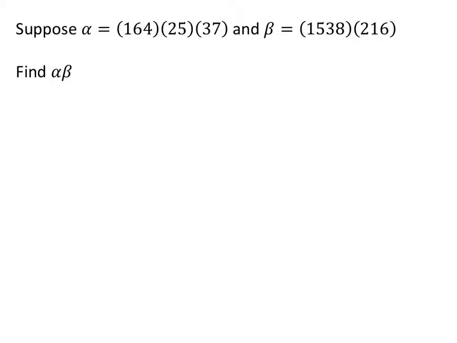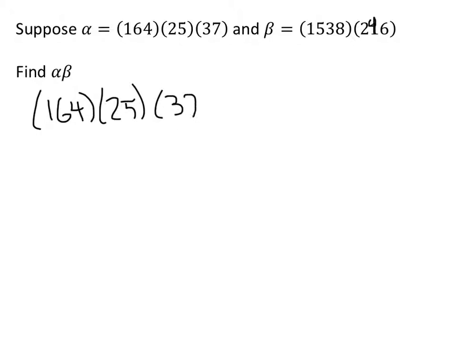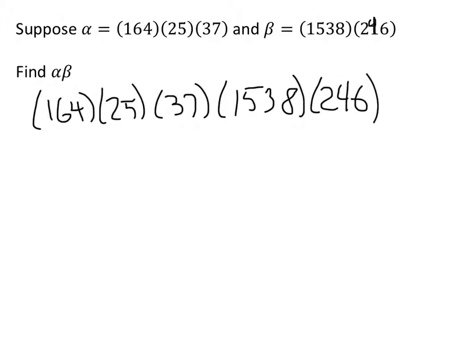Okay, so what we're going to do is look at a composition of these two cycles, or permutations in cycle form. We're going to write (1 6 4 2 5 3 7) and then (1 5 3 8 2 4 6). Remember, compositions we read from right to left.